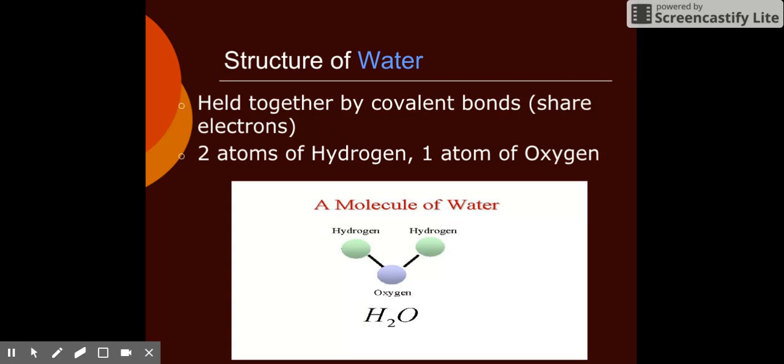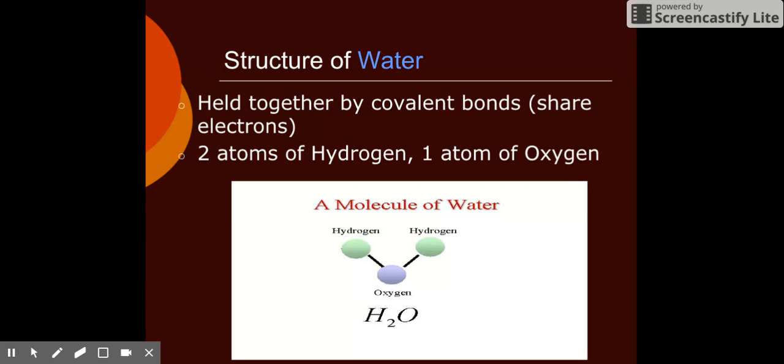So structure of water, it's held together by covalent bonds. If you've had physical science already, or chemistry possibly, you would have talked about covalent bonds. And they share electrons. So oxygen and hydrogen share electrons. And we have 2 hydrogens for every 1 oxygen. So you can see a picture there.